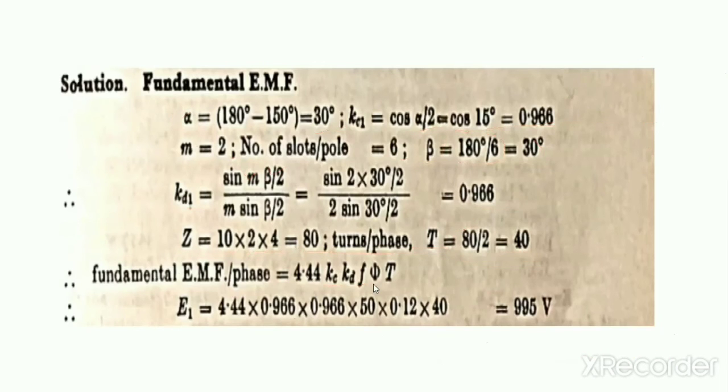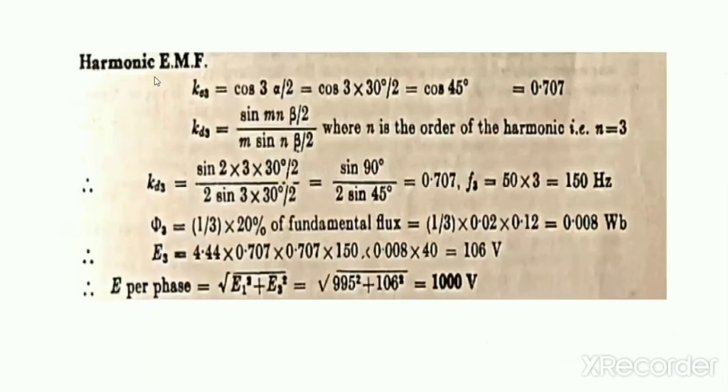Next, the harmonic EMF, that is the Kc3. What is the formula for Kc3? The formula for Kc3 is cos alpha by cos 3 alpha by 2. What is the alpha value that we already determined? Alpha is equal to 30 degrees. Therefore, cos 3 into 30 by 2, that will be equal to cos 45 degrees, that is equal to 0.707.